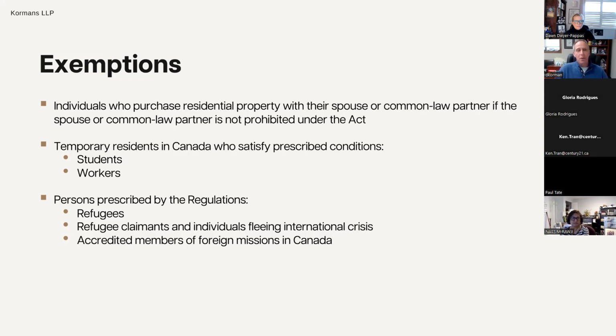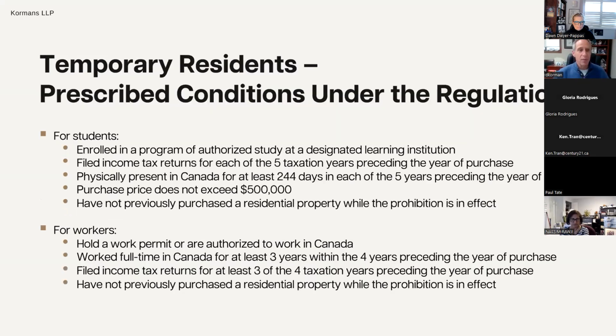And then there's other persons that were prescribed by the regulations that'll be exempt, which includes refugees and refugee claimants fleeing international crisis and other accredited members of foreign missions in Canada. So anybody you're dealing with, they might fit under one of these exemptions, and we've got to look at each one on a factual basis to see if they fit. So a little more detail on the student and the worker exemption.